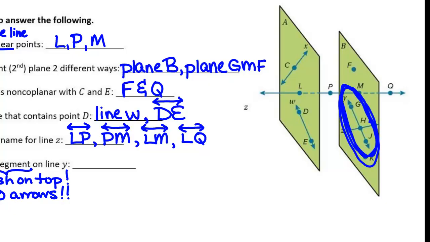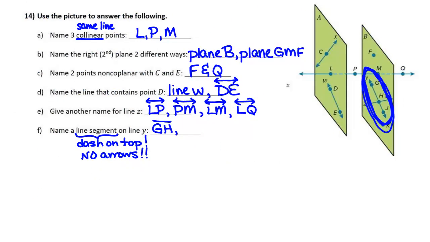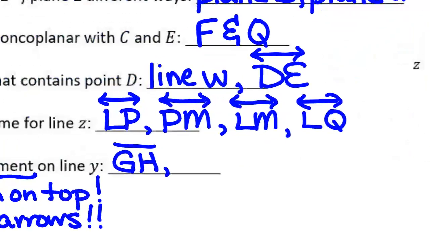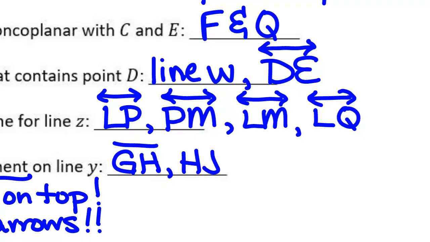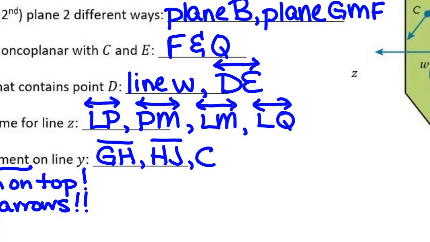What is a segment that is on that line? GH. So GH with a dash over the top. Could you give me another segment that's on that same line? HJ with a dash over the top. What about, could we do GJ? Yep, we could do GJ with a dash over the top.